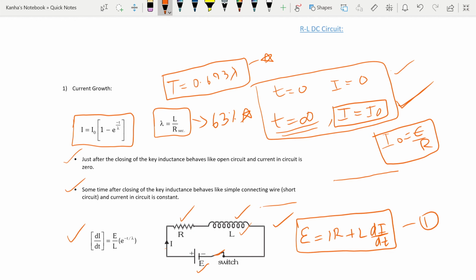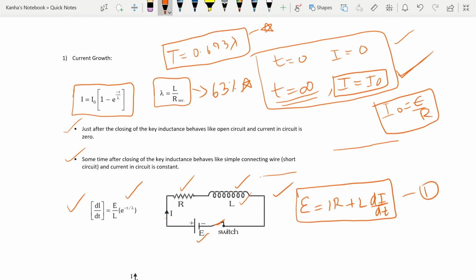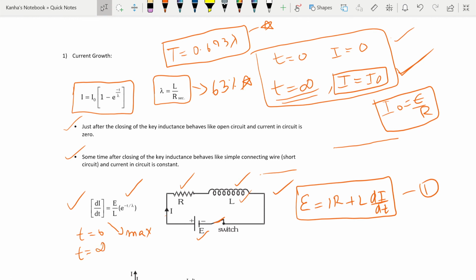Okay, that implies when t is equal to 0, di by dt will be maximum. From here you can easily write when t is equal to 0, then this quantity will be maximum, and when t is equal to infinity or at a very large time, this quantity goes to 0. This is what you should remember, that what happens at steady state and what happens when nothing has started.